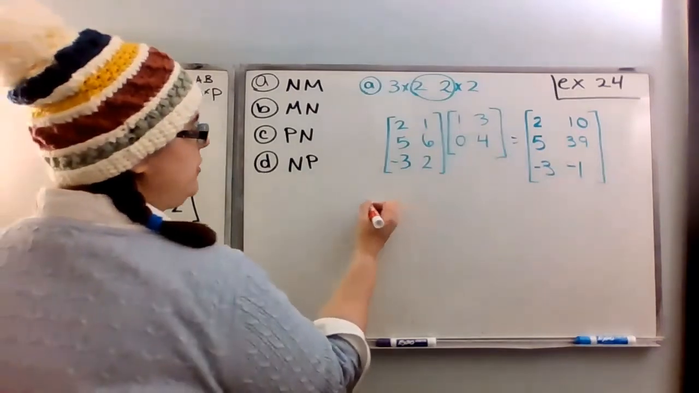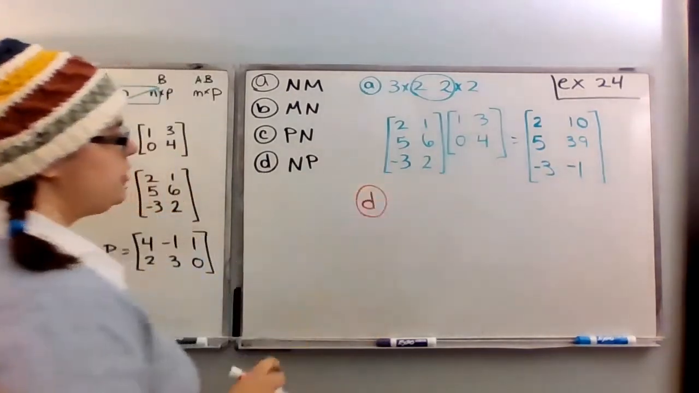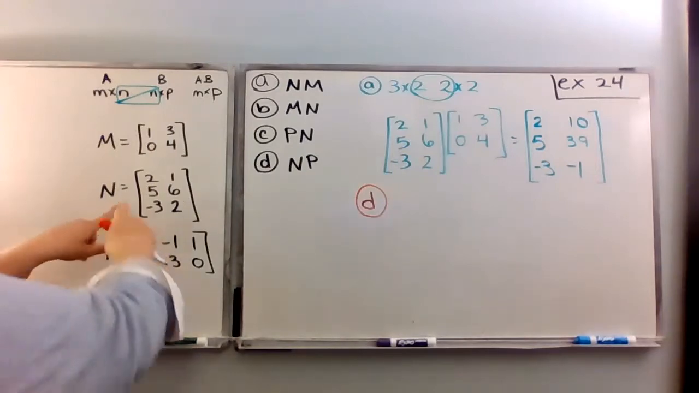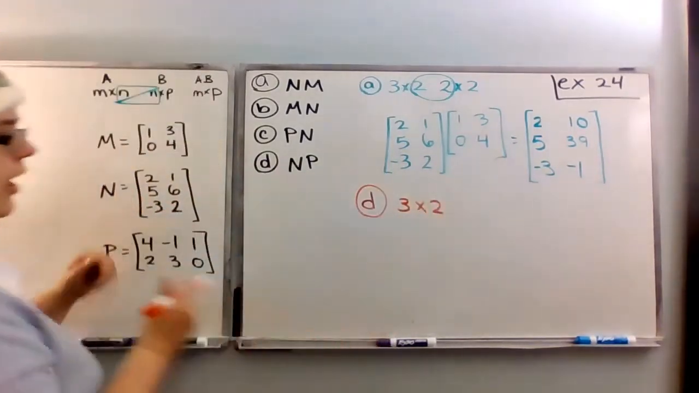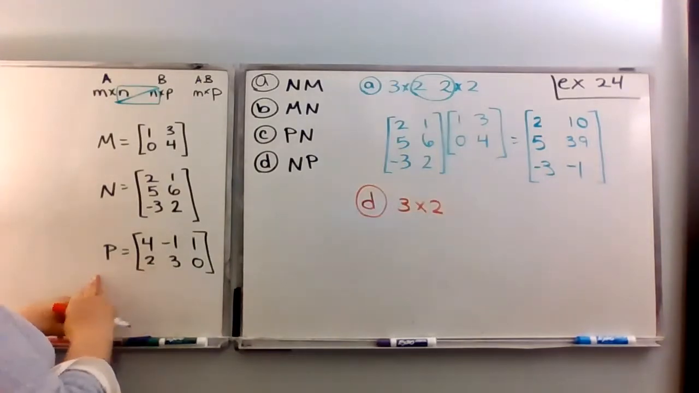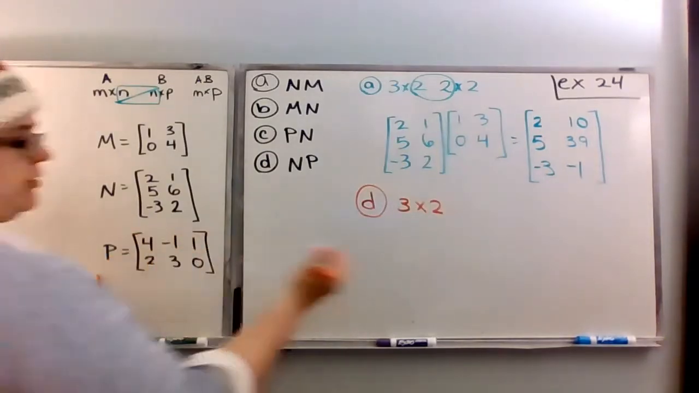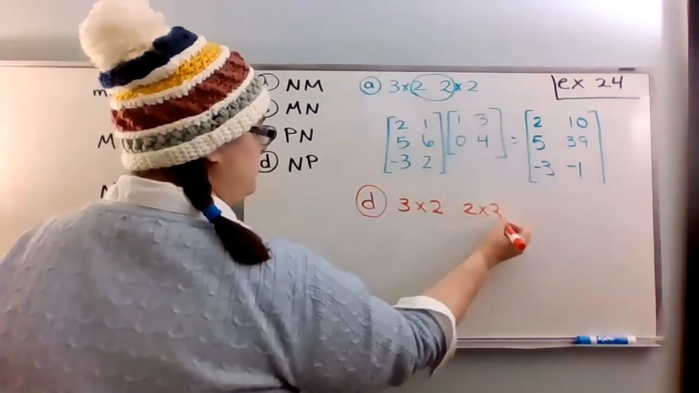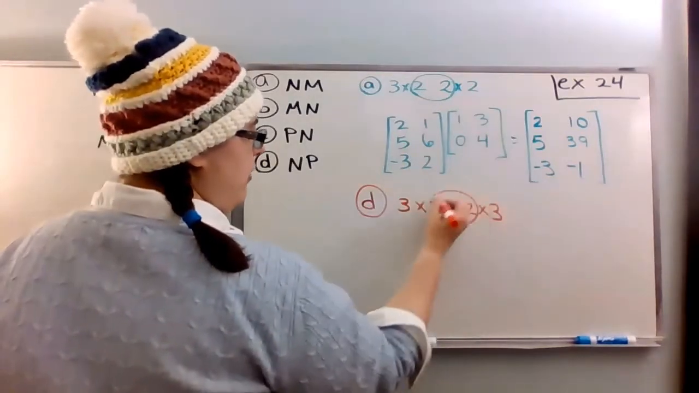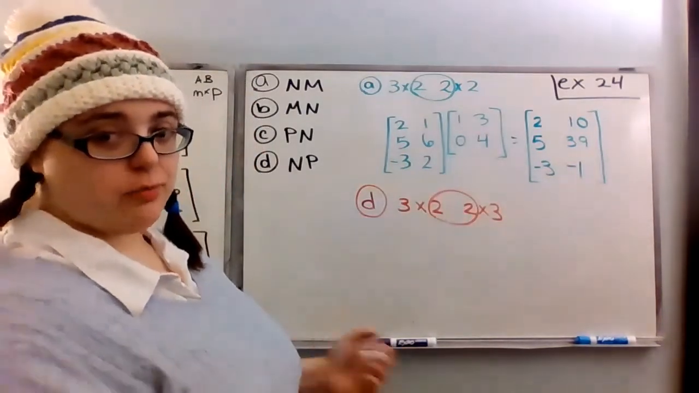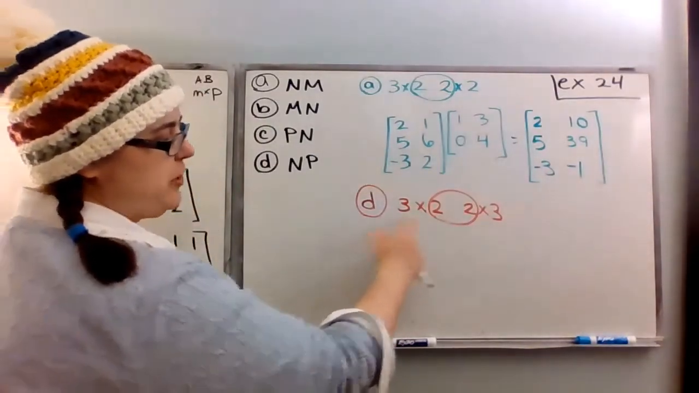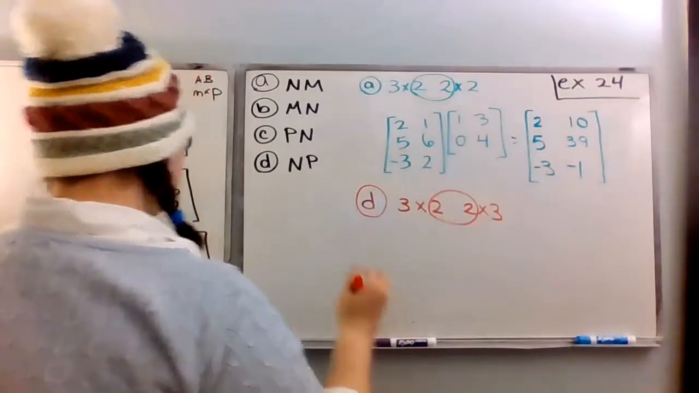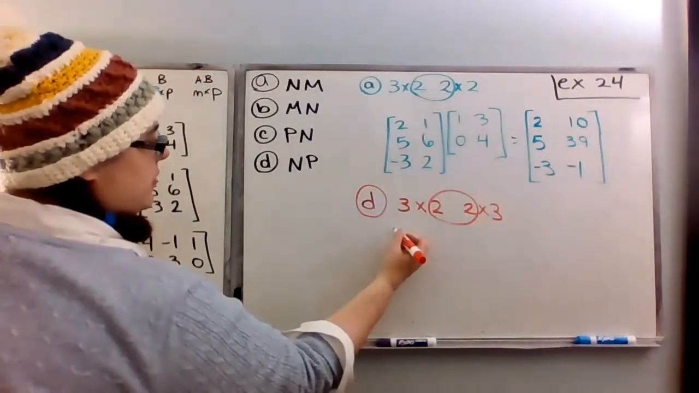So for part D, N is again a 3x2, and P is a 2x3. Our middle components match up, which means we can find this product. And our answer is going to be big. It's going to be a 3x3 matrix. So let me write them out.